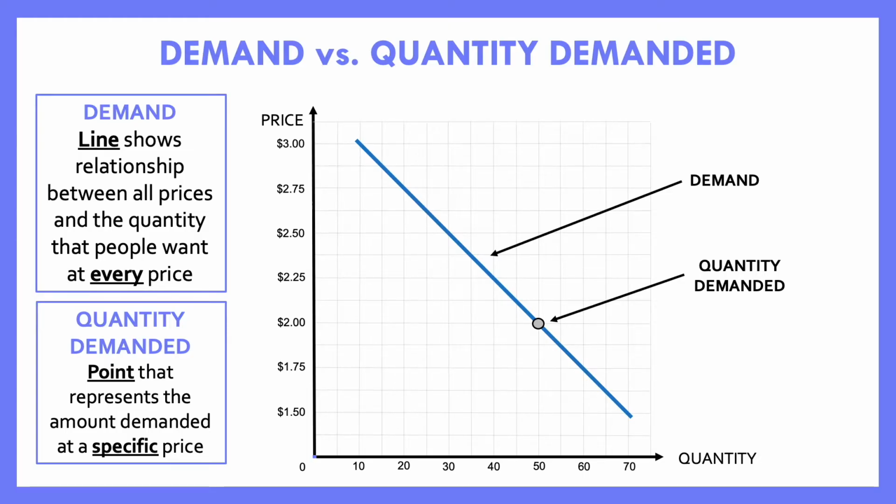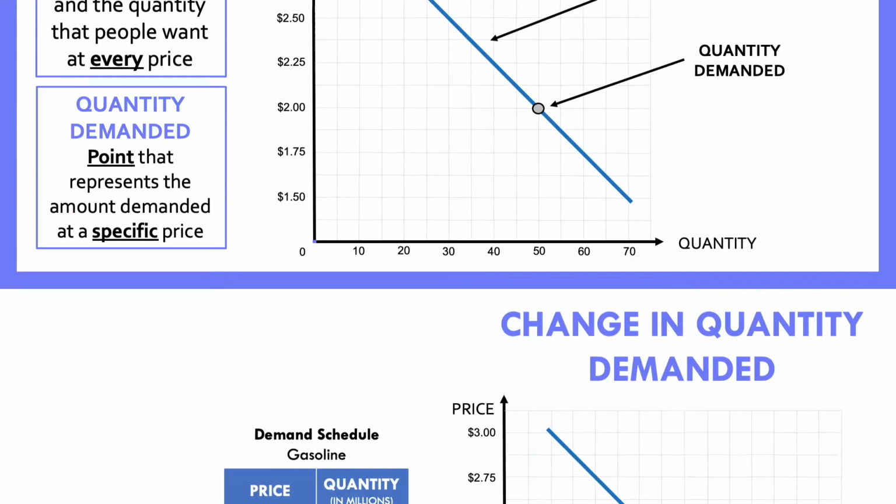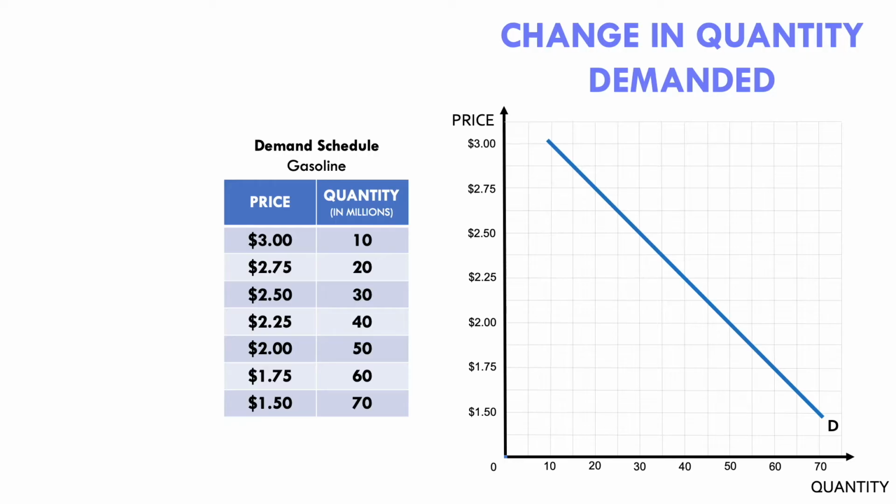So it's a single point. Demand instead represents the entire line. Demand shows us all of the quantities demanded at every single price. A way you can think about it, it's not just a specific point, it's all of those points lined up together and they form the entire line. That line shows us the relationship between all the prices and the quantity that people want at every single price.